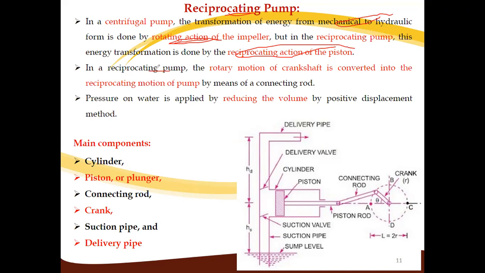So in a reciprocating pump, there is the rotary motion of the crankshaft. This is the crank, and this crank is connected to the crankshaft. This crank is rotating, and this rotating motion of the crankshaft is converted into a reciprocating, that is to-and-fro, motion of the piston. It will move in this direction and that direction, forward and backward. The rotary motion of the crank is converted into reciprocating motion by means of a connecting rod. So this is the crank, this is the connecting rod, and this part is the piston. The piston will move inside this cylinder in to-and-fro motion, that is forward and backward.